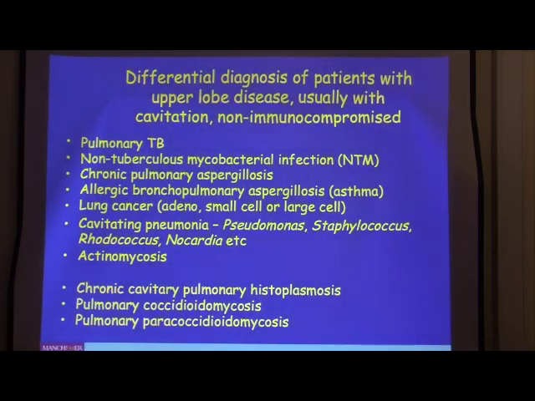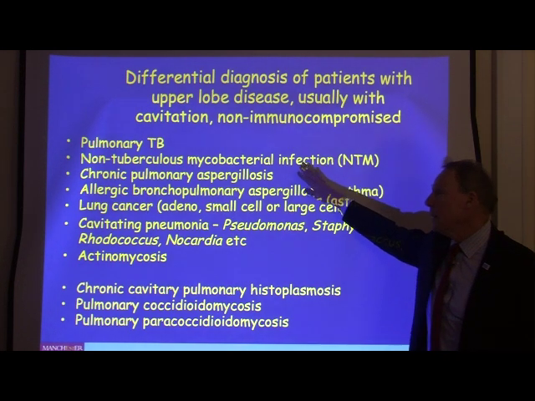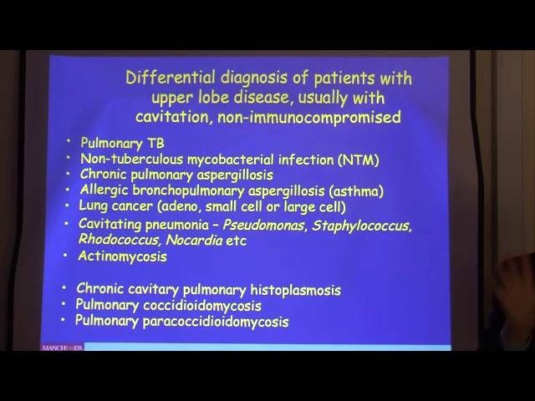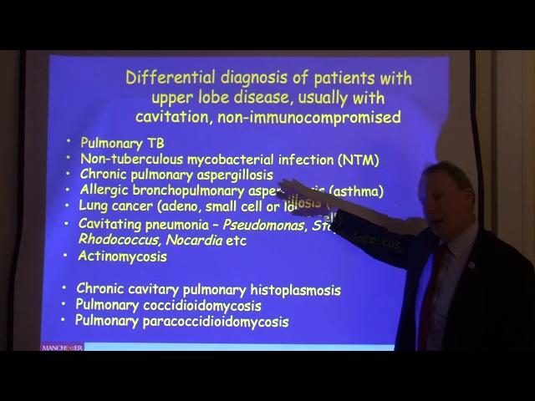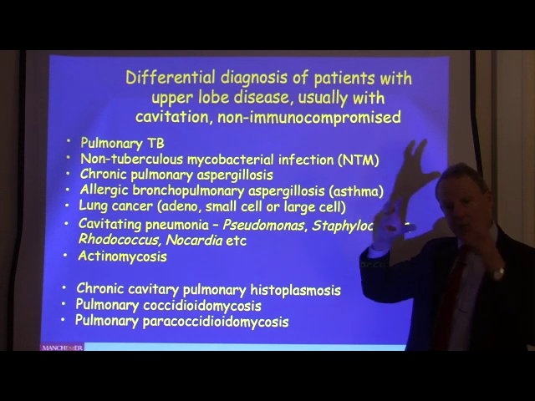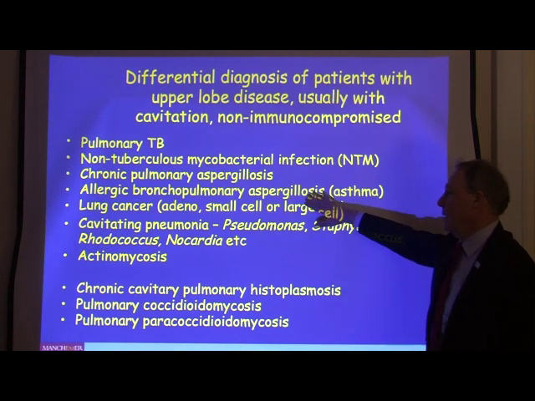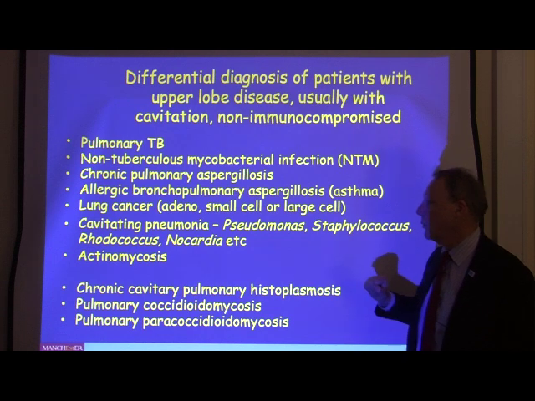Now, the differential diagnosis, as I've mentioned, is quite broad. You've got TB, you've got NTM infection, and you've got chronic pulmonary aspergillosis, and those are by far the three most common causes of this upper lobe cavitation. We do, in India particularly, have quite a lot of patients with ABPA that present with plugging of the airways, and that can look a little bit like CPA.